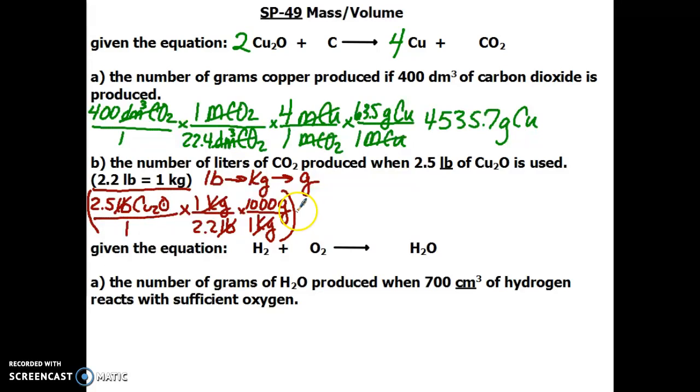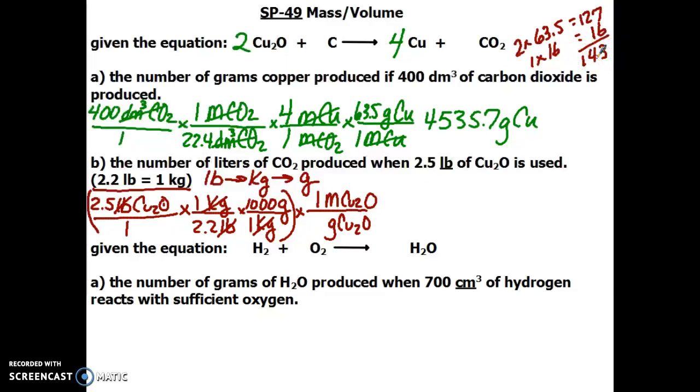Well, what we have are grams of Cu2O. So we have to take grams of Cu2O and turn them into moles. Well, if grams are on top, grams have to go on the bottom. And this step will always be 1 mole. So we have 1 mole of Cu2O on top. And we have to figure out the molar mass of that. Well, copper weighs 63.5. There's 2 of them, so that would be 127. Plus, we have 1 oxygen, that's 16, so the total would be 143. So our molar mass is 143.